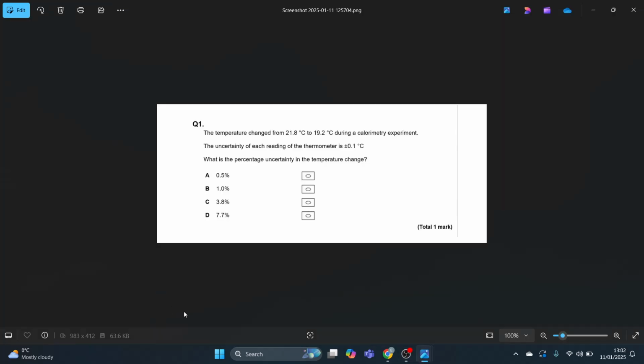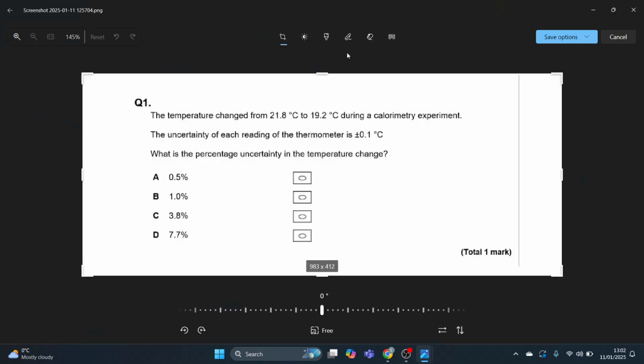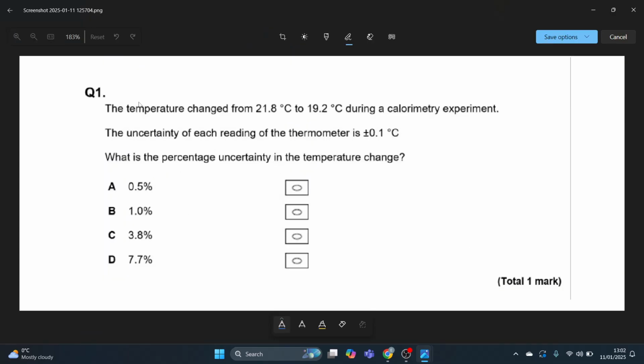Multiple choice question. Percentage of certainty. The temperature change from that to that during a calorimetry experiment. The uncertainty was 0.1 divided by the change.